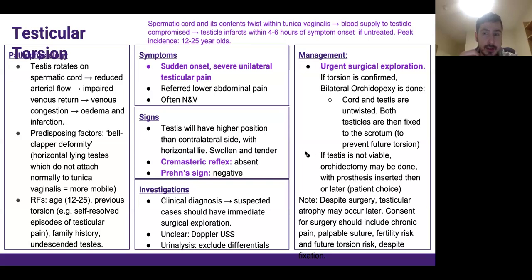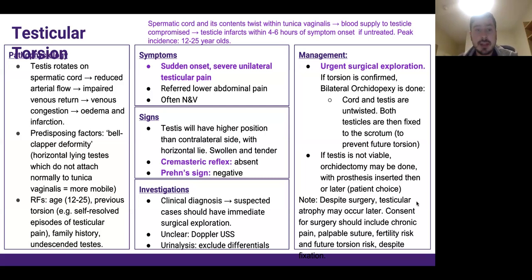If it has, you do a bilateral orchidopexy. That's when you fix the testicle to the scrotum to prevent further torsion. And you do it to both of them, even if you have symptoms in one, because if you have torsion in one testicle, there's a very high risk you'll get it in the other in the subsequent future.